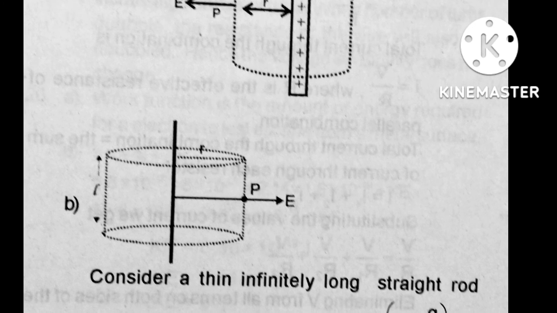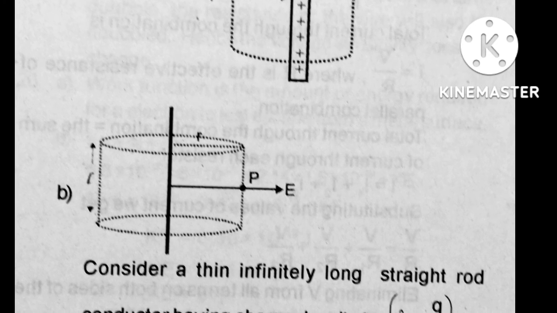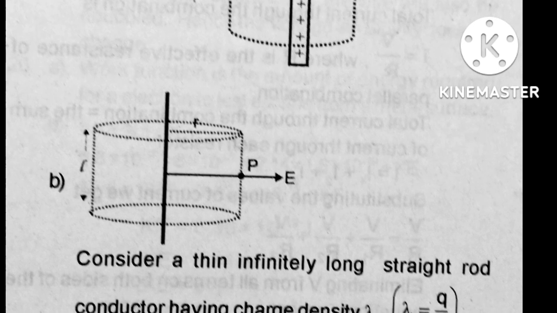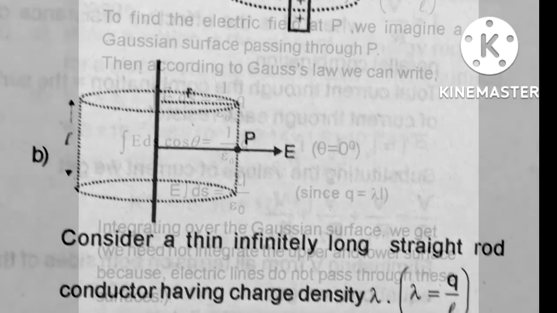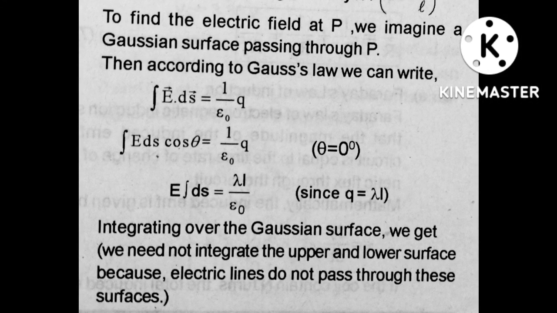In order to derive the expression for the electric field at P, we can consider a thin, infinitely long straight rod having charge density lambda. Here lambda is equal to Q by L. For finding the electric field at P, we can imagine a Gaussian surface passing through P, and then we can apply Gauss's law. According to Gauss's law, integral E dot ds is equal to 1 by epsilon 0 q. That E dot ds we can write as E ds cos theta. Then the equation becomes integral E ds cos theta is equal to 1 by epsilon 0 q.